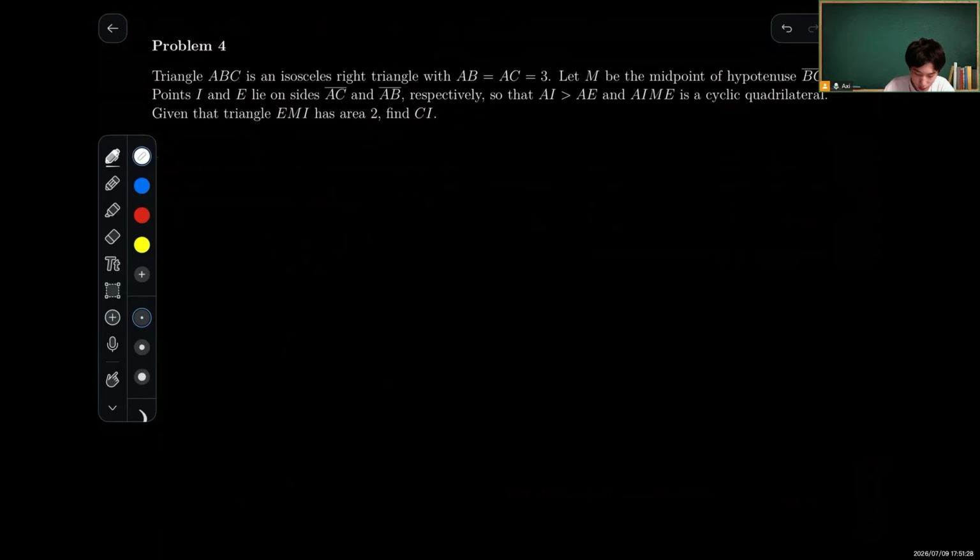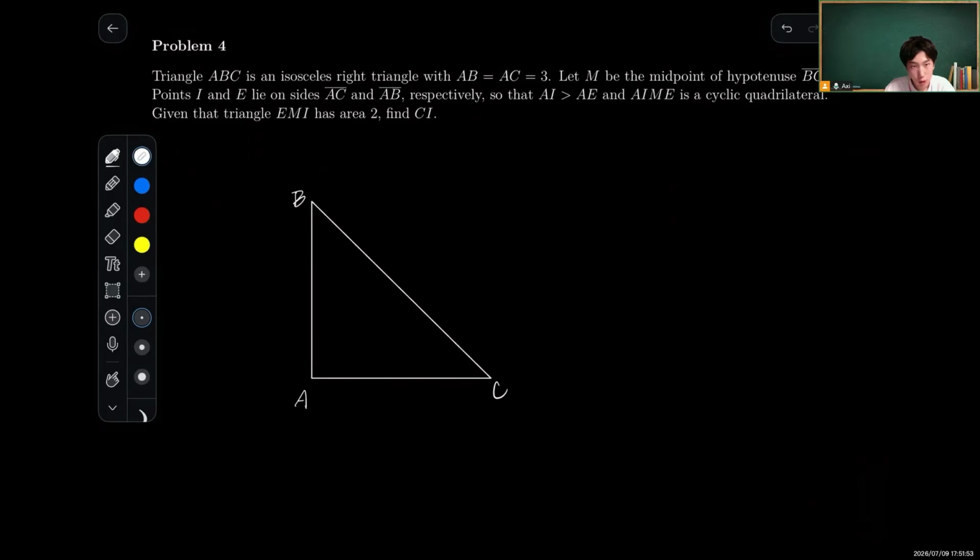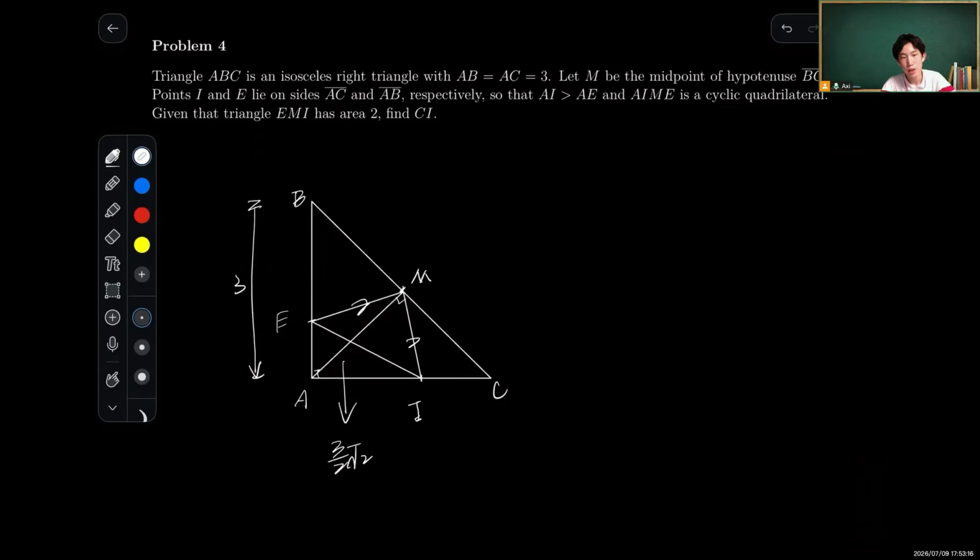Next, something a little more interesting. We have an isosceles right triangle ABC. AB is equal to AC, which is equal to 3. And we also know M is the midpoint. So there are some points, I and E, that satisfy AIME is a cyclic quadrilateral. We are given the area, which is 2, and we're supposed to find CI. So it is pretty obvious that since it is a cyclic quadrilateral, if this is 90 degrees, then this should also be 90 degrees. And then that means MI is equal to ME, which is equal to 2. Also, remember, AB is equal to 3. So when we connect AM, we know that the length here is, in fact, 3 over 2 times square root of 2.